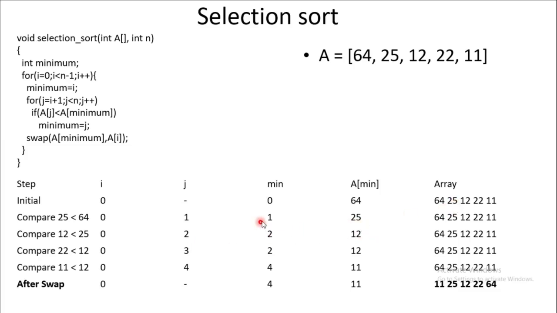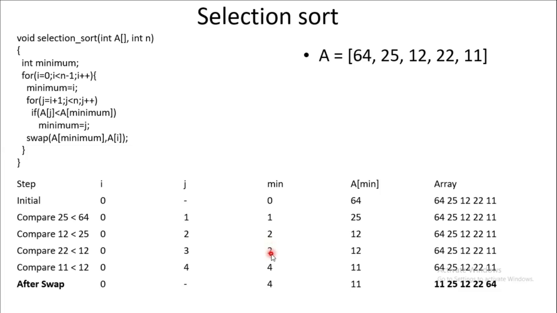So now we will update the value of the min index. It is nothing but 1. Whatever is the index of j, that we are assigning to the min. So the new updated value of the min index is 1. Now, in the next iteration, we will compare 12 with 25. As 12 is less than 25, the new index for the min is nothing but 2.